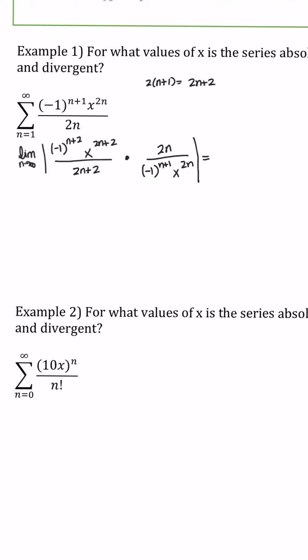And now I need to clean this up, so I'll have the limit as n approaches infinity. Let's first take a look at my negative 1 to the n plus 2 over negative 1 to the n plus 1. If I were to take those like bases, that would mean I would subtract n plus 2 minus n plus 1, which would just leave you with a negative 1 to the first power. So I'm really just left with a negative 1 from that. Then let's look at my x's. I'd have x to the 2n plus 2 over x to the 2n. Doing the same thing I did with the negative 1s, I'd be left with an x squared.